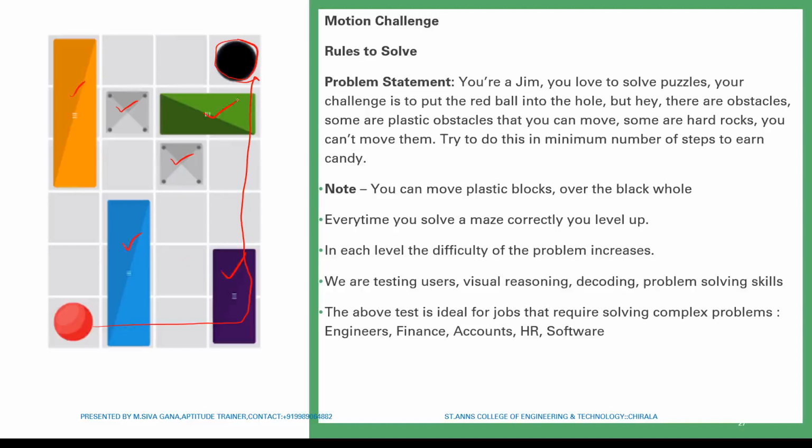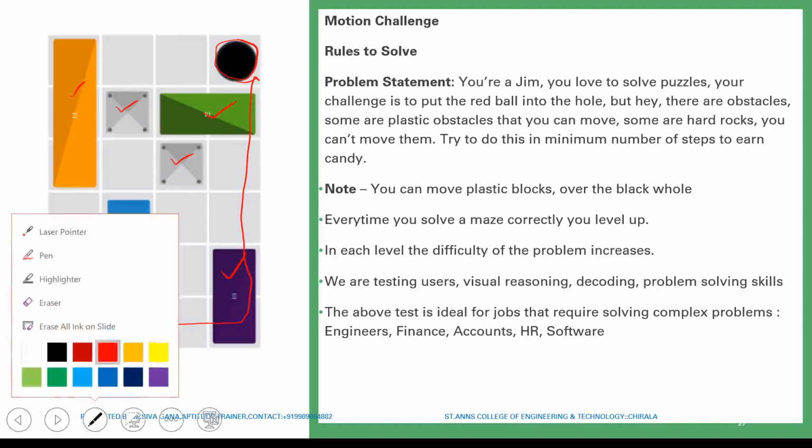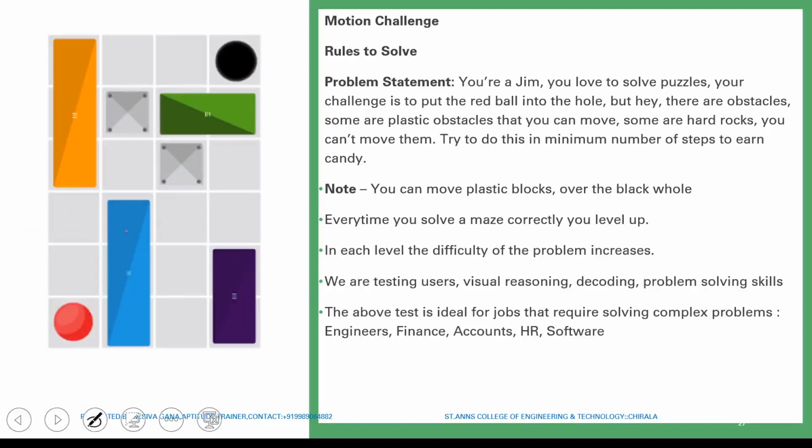These we can move. Now what I'm going to do is, first of all I'm moving this one upward, so that the path is clear up to here. Now this I'm going to move here, right? So now the path is clear up to here. Now this I'm moving over here, the path is clear up to here. That's it. I can move the block over there, red ball over there. This is what I explained in this also.